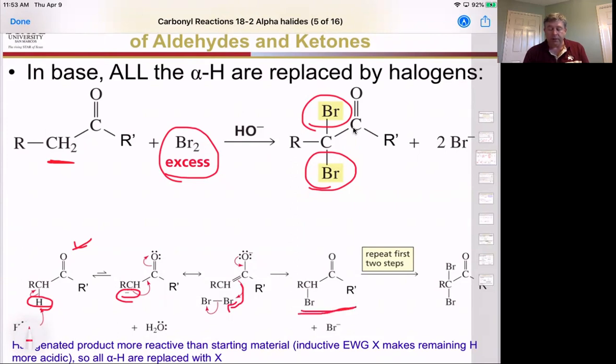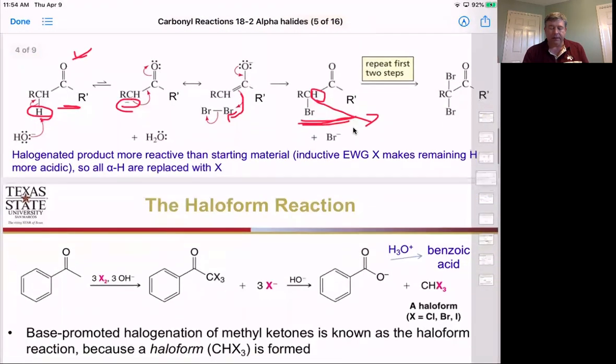Once we've generated this compound here, we're back at that keto derivative, and then that means our base can interact and deprotonate the next hydrogen. Notice we don't have that mechanism available to us in the acid catalyzed system. We only have that available to us in the base catalyzed system. Okay, so how can we use that to our advantage?